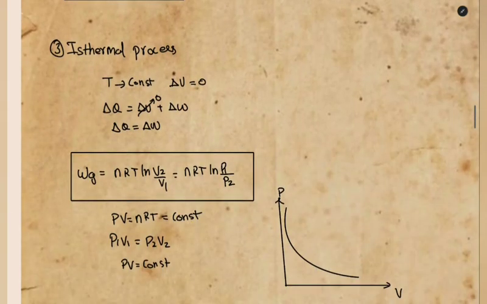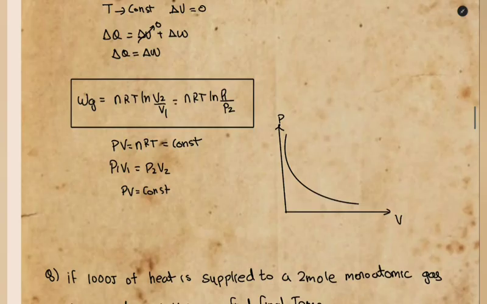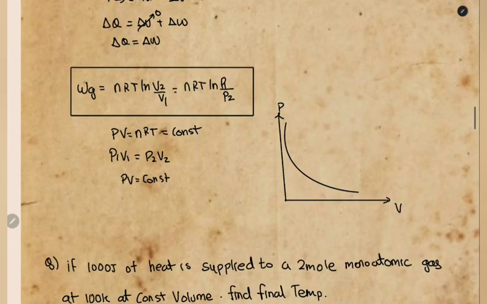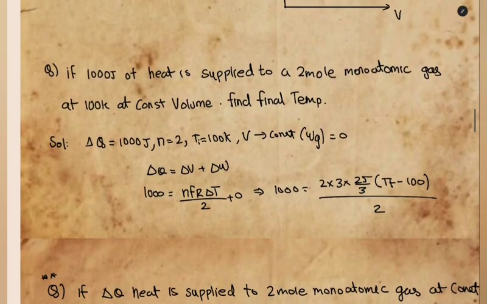Fine. Isothermal process, temperature is constant, so delta U is equal to 0. In that case, delta Q is equal to delta W. Work done by the gas is equal to nRT ln V2 by V1. Remember this. You can also write it in terms of pressure, nRT ln P1 by P2. Heat will be equal to the work done by the gas. This will be the graph. Just see the graph, and this is our first question.